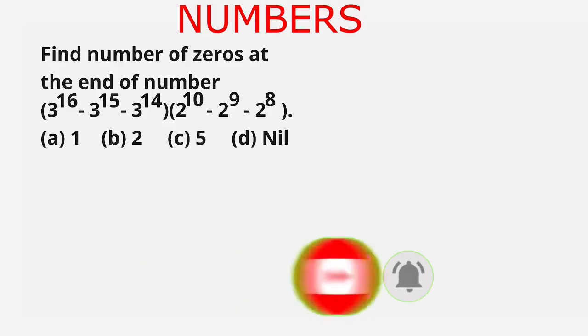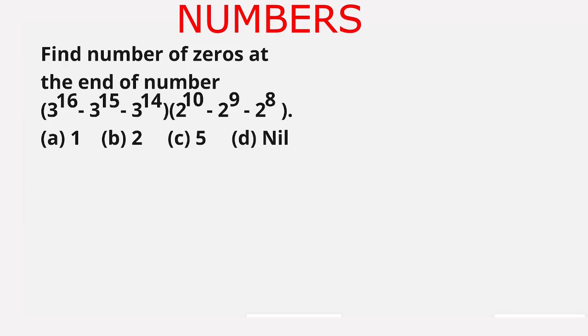In the given number 3^16 − 3^15 − 3^14, we take 3^14 common, and that will leave 3^2, which is 9, minus 3^1, which is 3, minus 1, since 3^14 has been taken common, so only 1 remains, multiplied by 2^10 − 2^9 − 2^8.